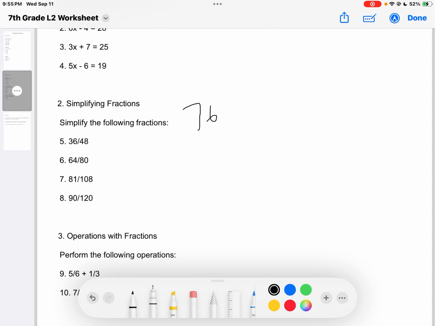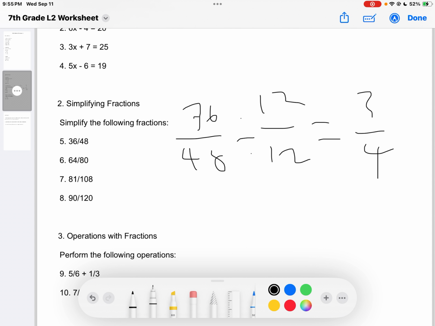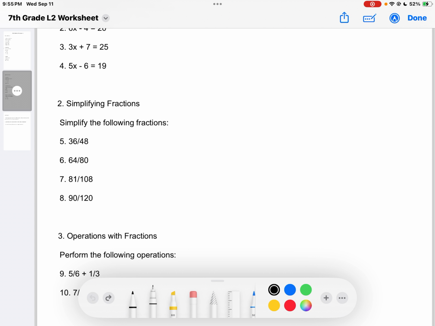So you got 36 over 48. You always need to find the greatest common factor when you're simplifying fractions. The greatest common factor in this case is 12 to get 3 over 4. So that'll be your answer. You guys don't always need to find the greatest common factor right away. You guys could go little by little.